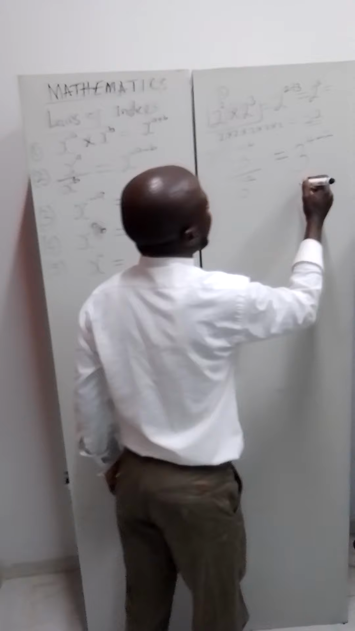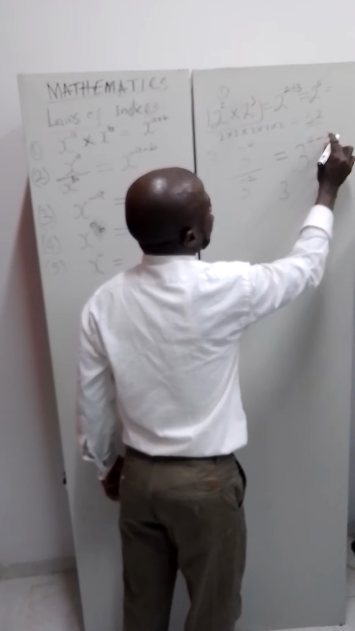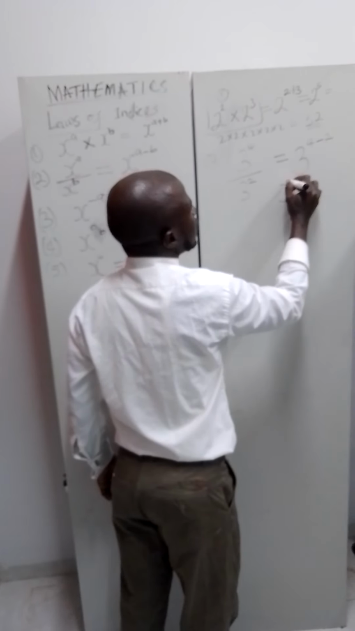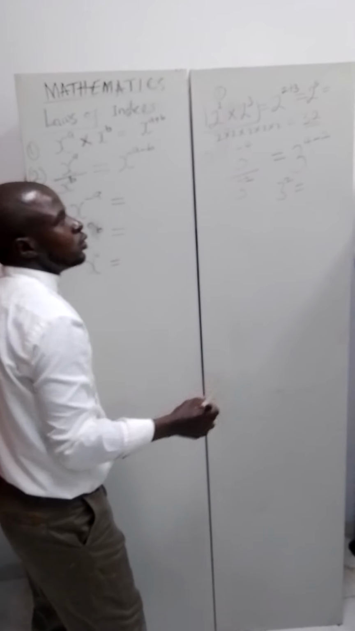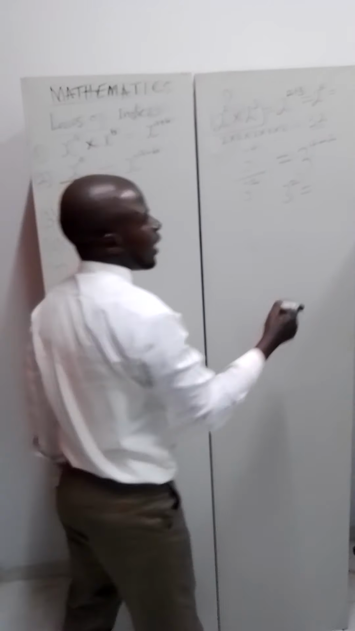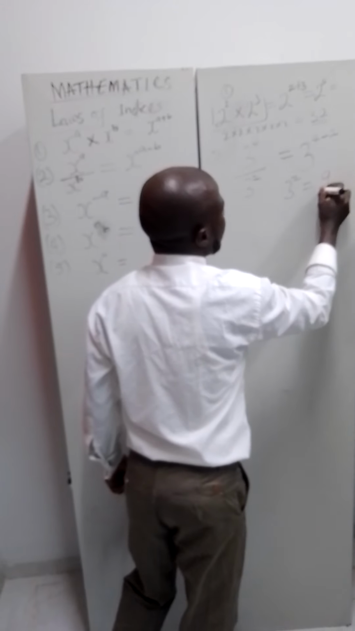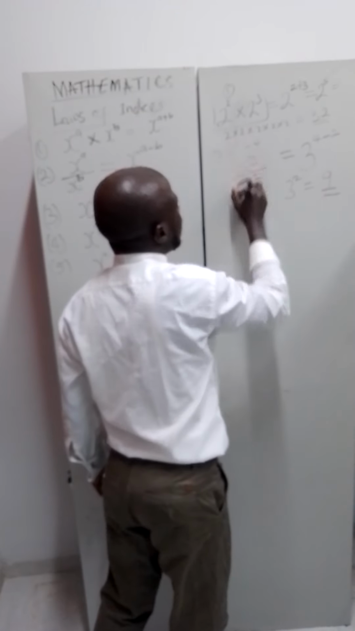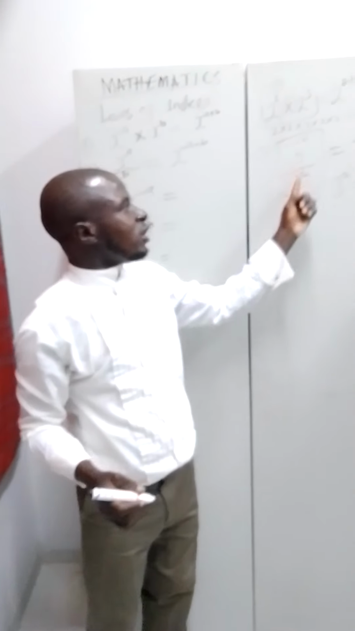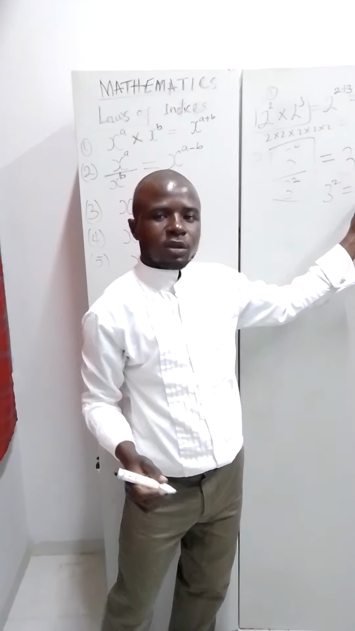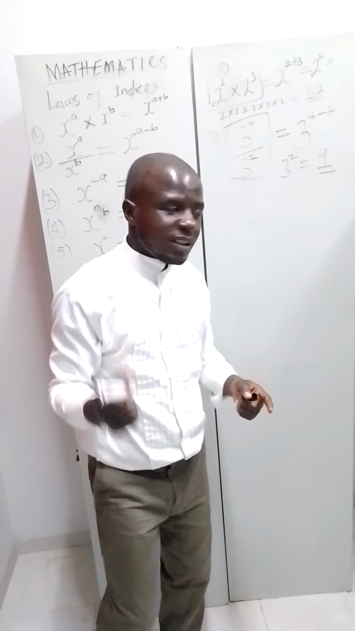And what is 3 raised to power 4 minus 2? 4 minus 2 is 2. That is 3 raised to power 2. And what is 3 raised to power 2? It is 3 times 3. And what is 3 times 3? That gives us 9. The answer to the application of the second law, which is 3 raised to power 4 divided by 3 raised to power 2, gives us 9. I believe the answer is clear to us.